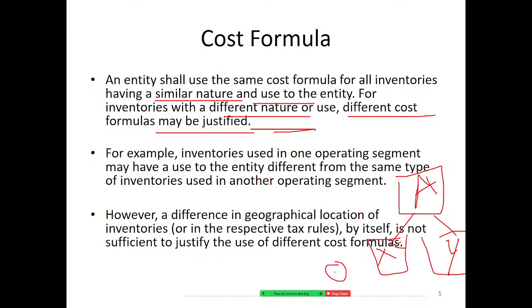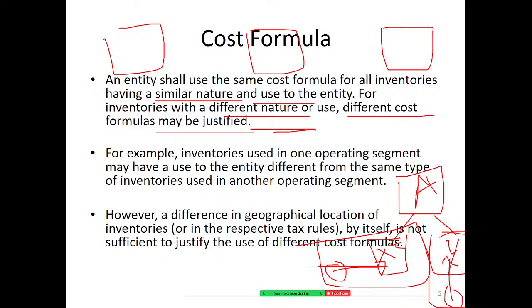So particular items are used by department X, and other items are used by department Y. In these instances they have to use different cost formulas. However, differences in geographical location of inventories, for example one in Colombo, one in Jaffna, one in Kandy, are different. Even though the locations are different, if the items are interchangeable, similar in nature, homogeneous and used for the same purpose, then a different formula is not recommended.